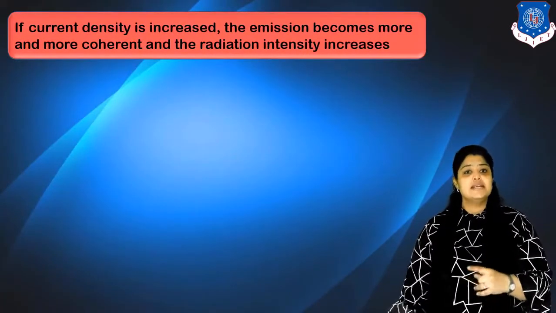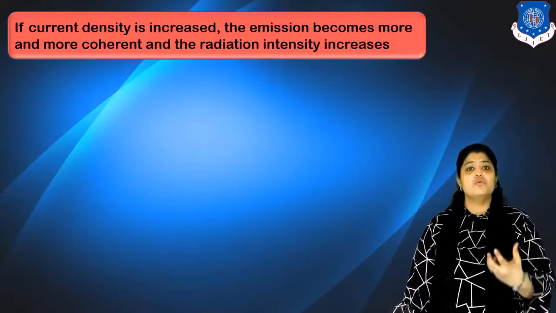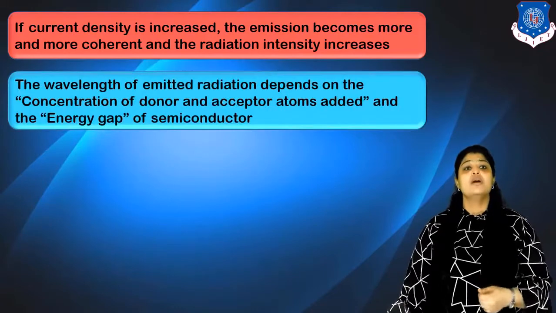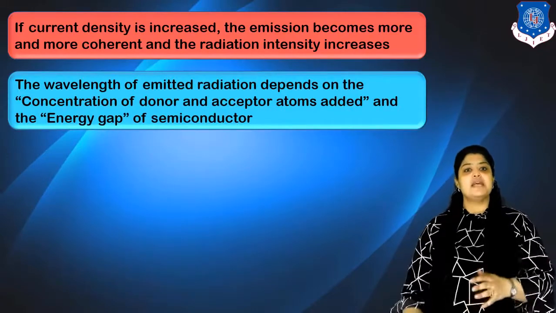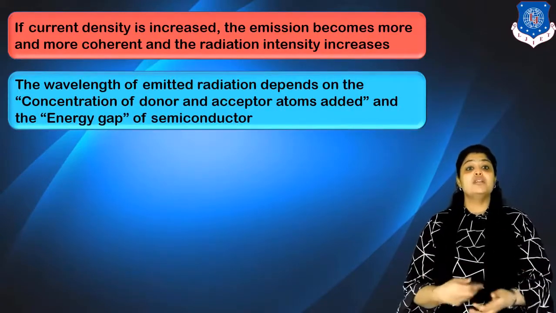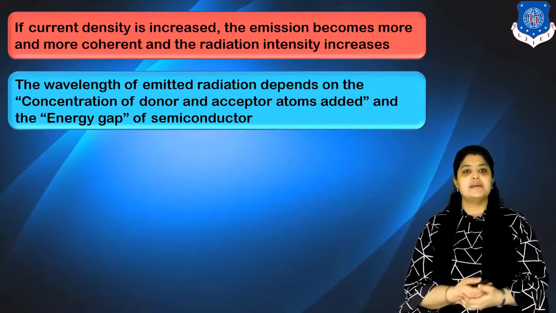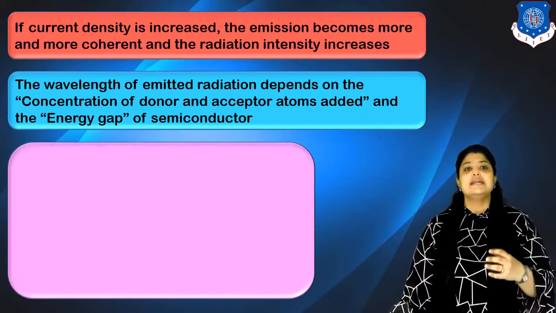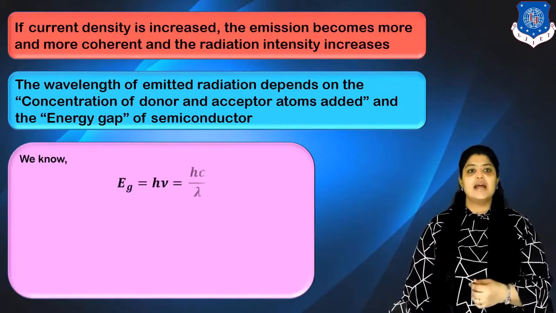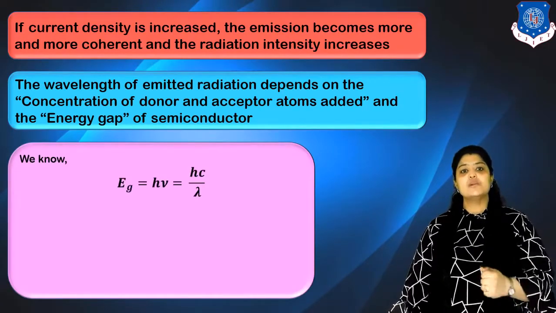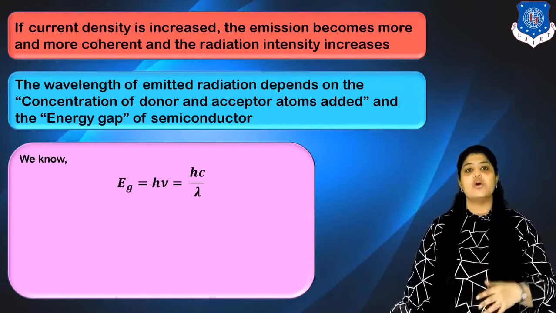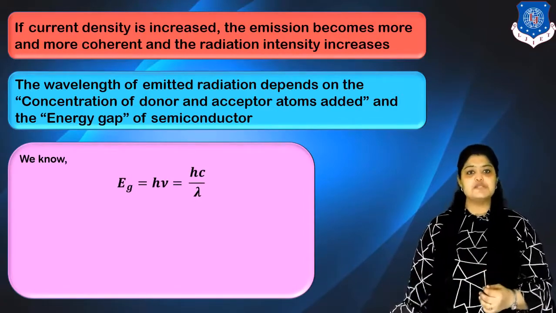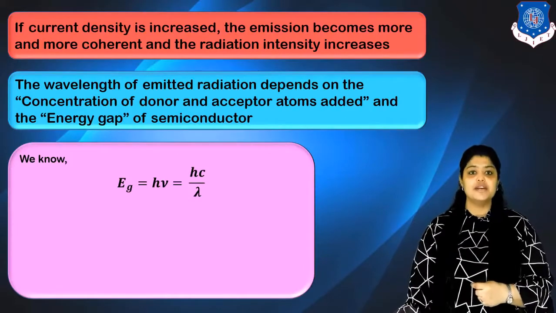If the current density is increased, the emission becomes more and more coherent, and the radiation intensity also increases. And now the wavelength of this emitted radiation depends upon the concentration of donor and acceptor atoms added and the energy band gap of the semiconductor. Let's see how. We know that Eg equals h nu, which I can write as hc by lambda. Here h is the Planck constant, c is the speed of light, and lambda is the wavelength of radiation.